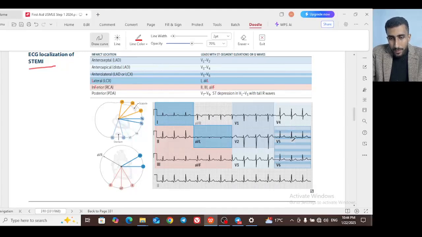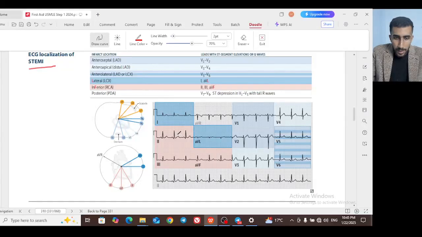And V5 and V6, you have to memorize as a kind of overlap. They may be perfused through the left anterior descending or the left circumflex. They are called anterolateral. So they are kind of anterior like these, and they are kind of lateral. So V5 and V6 are a kind of overlap. So these are the anterior, the overlap anterolateral, and these are the lateral leads.